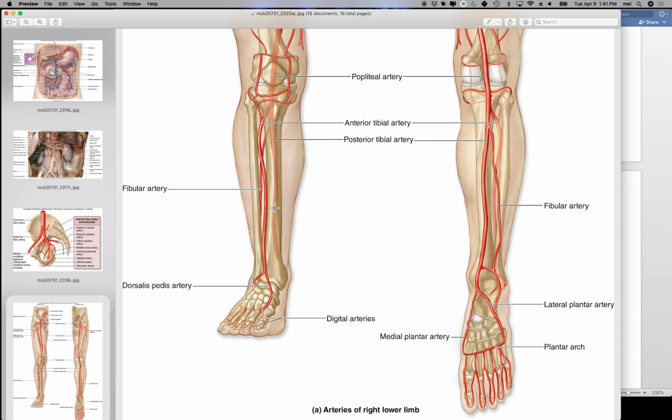Posterior tibial. As it goes in front of the tibia? Anterior tibial. As it goes lateral over by this bone? Fibular. Yeah, it's pretty easy, all right? You're like, thank you. Something's finally easy.